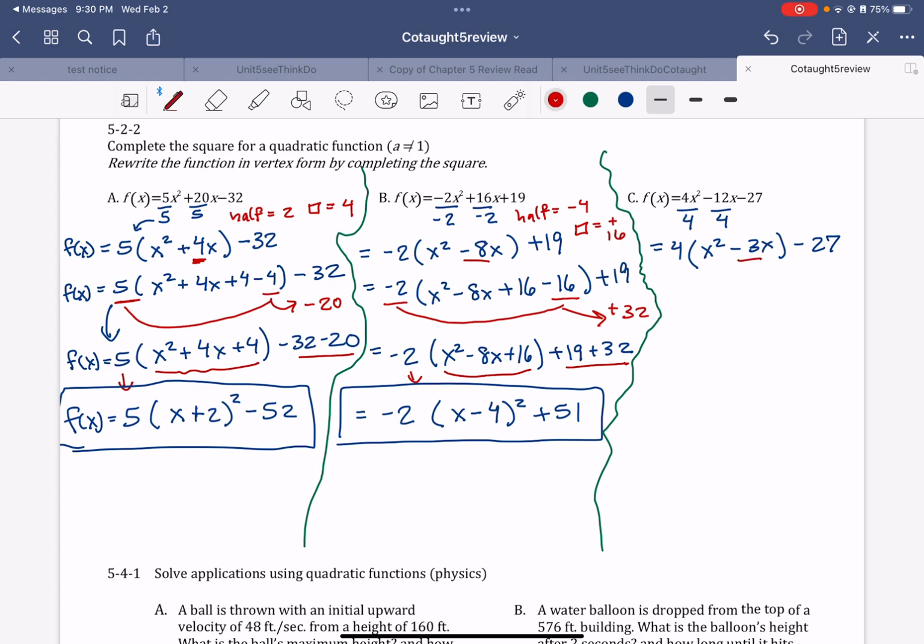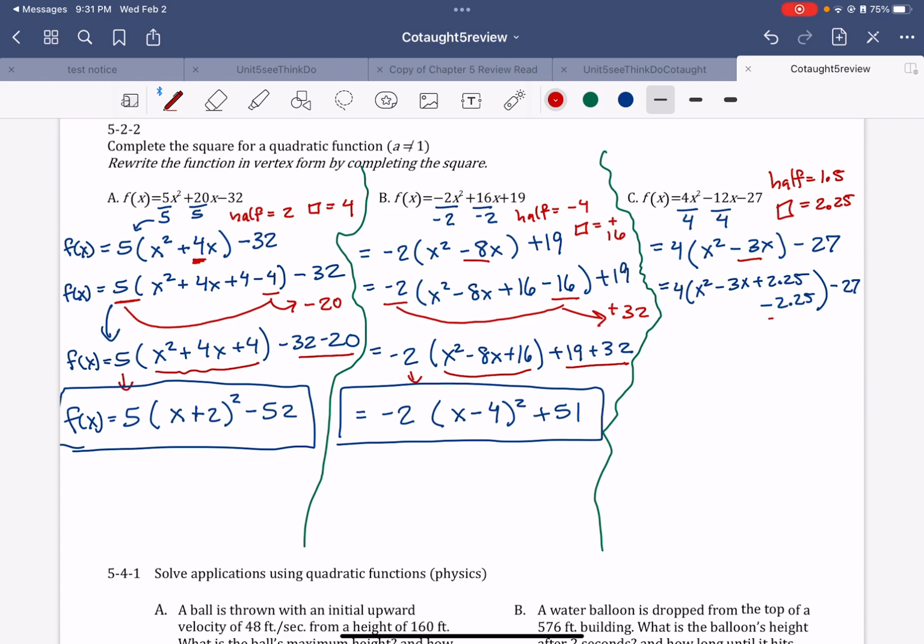And again, they gave us a b that's not going to be fun. Our b is negative 3, so my half, I'll spell it out, my half is 1.5, and my square then is 2.25. Okay, so we're going to add and subtract that square in my parentheses. X squared minus 3x plus 2.25, and especially not fun if I don't have room, minus 2.25. That's all in my parentheses, and then minus 27.